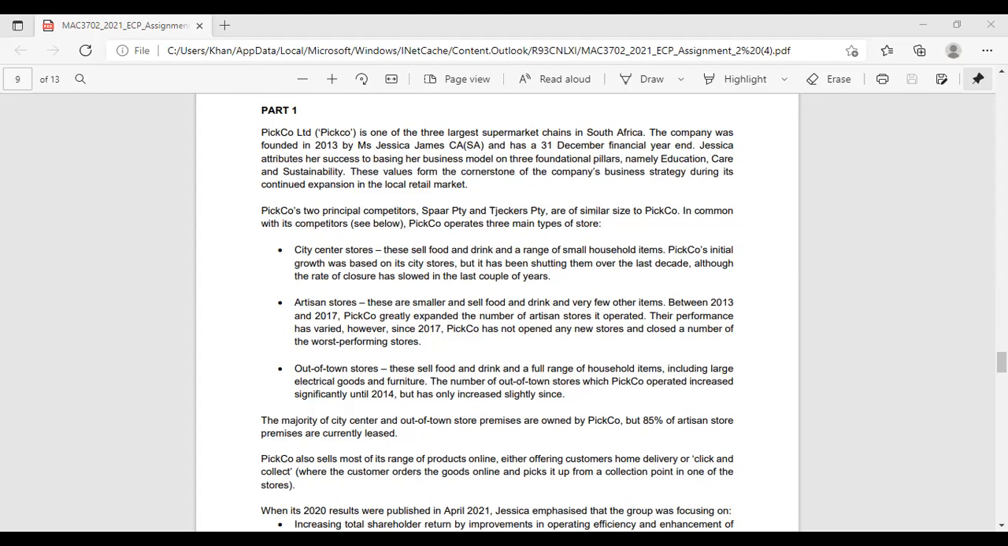Out-of-town stores sell food and drink and a full range of household items, including large electrical goods and furniture. The number of out-of-town stores which Pico operated increased significantly until 2014, but has only increased slightly since then. Okay, so there you can see the type of stores that they have.